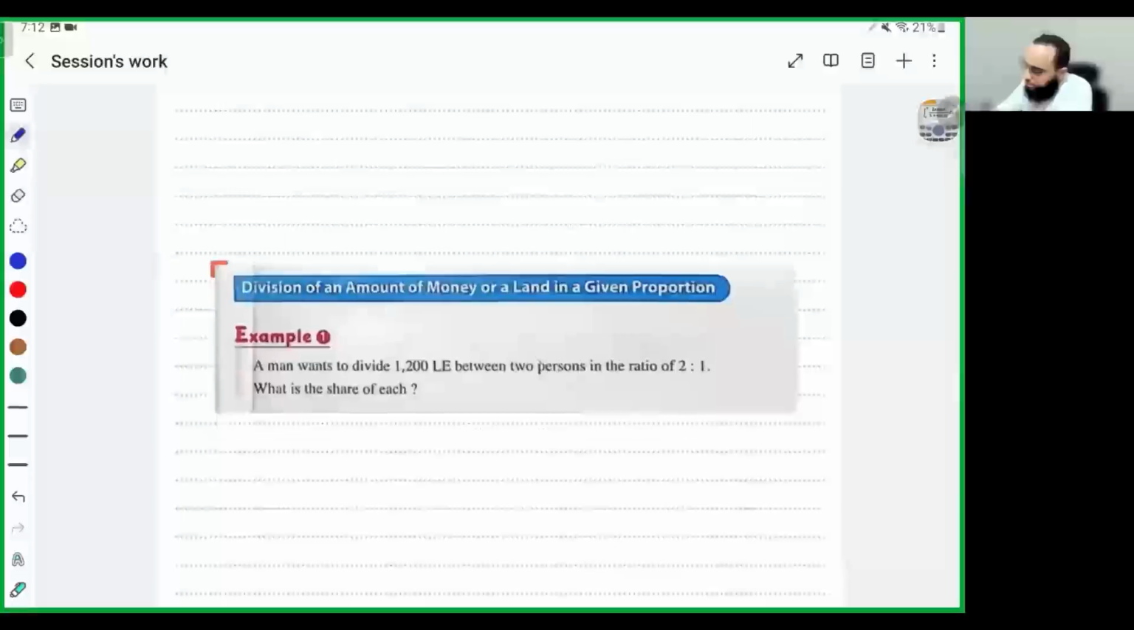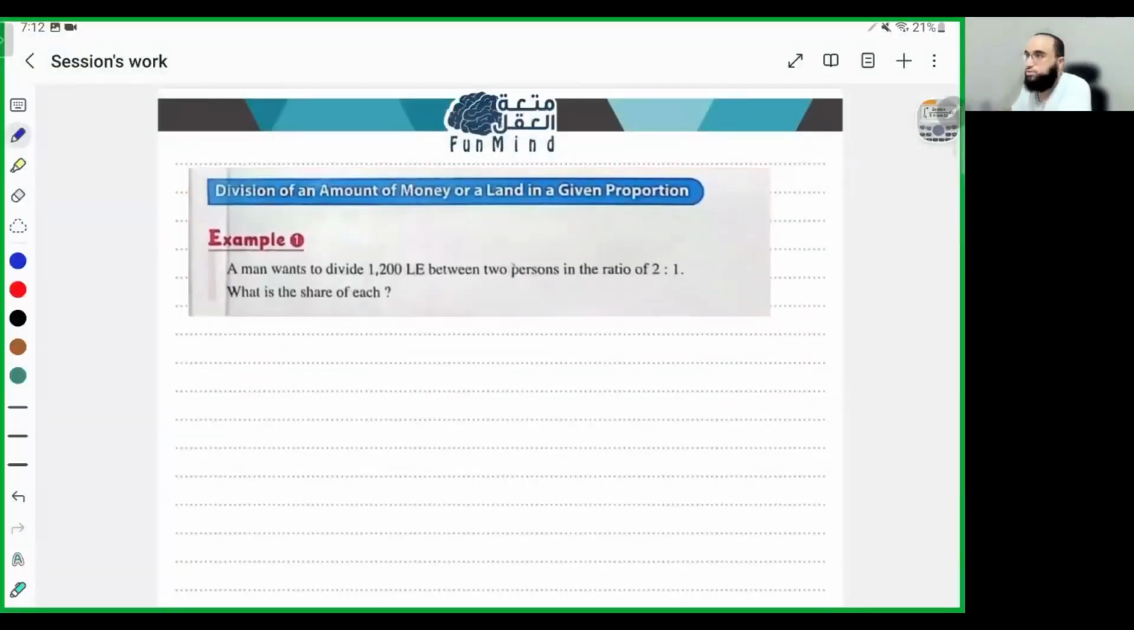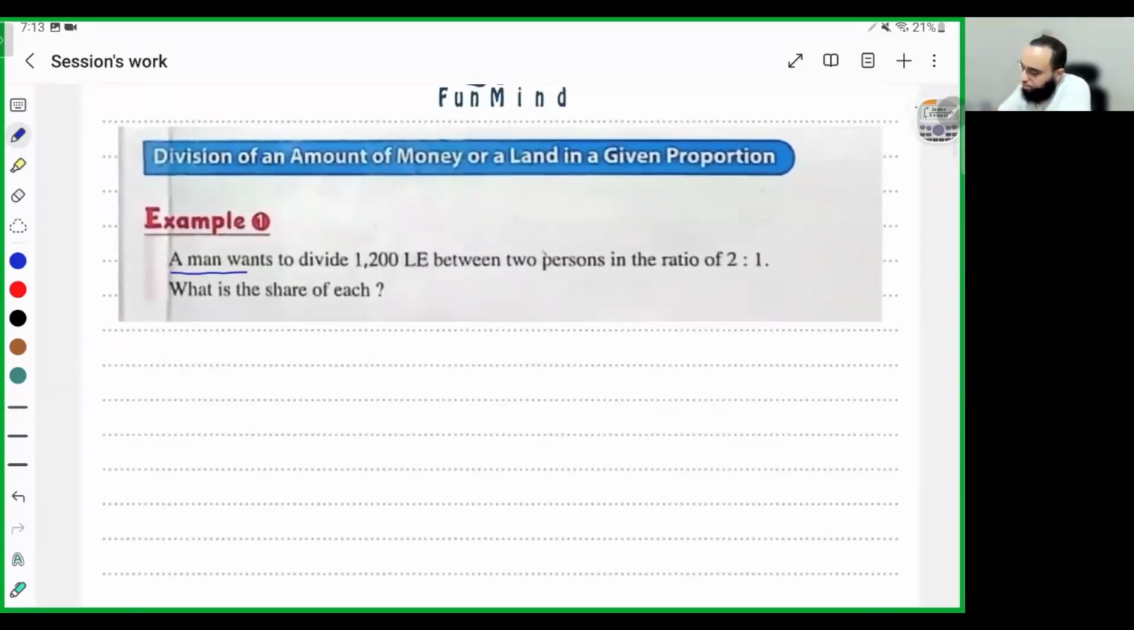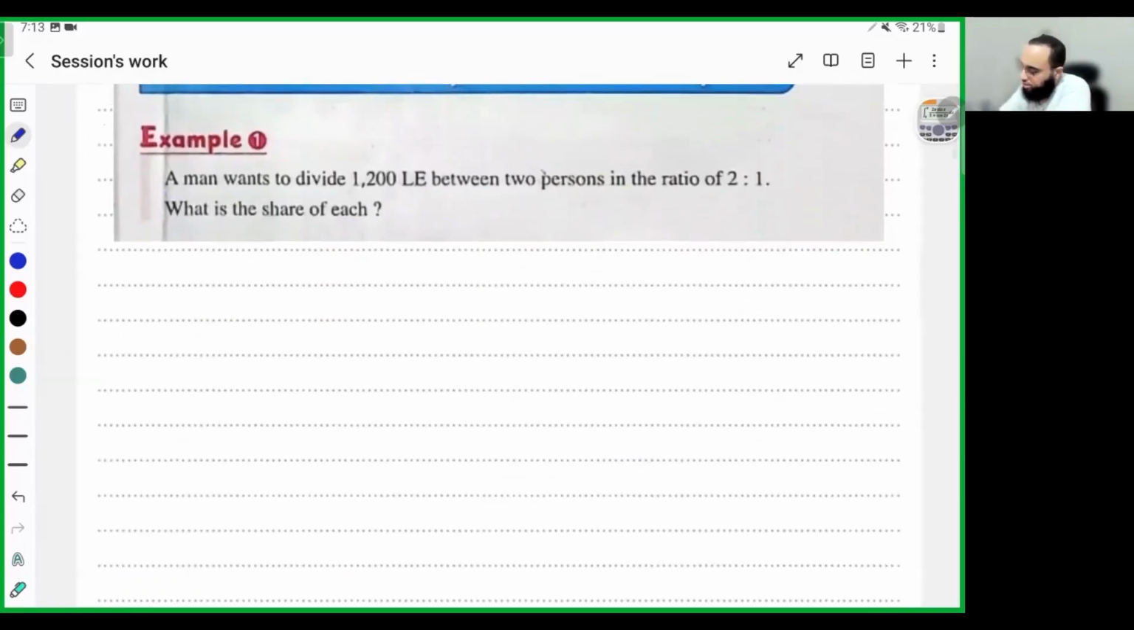Let's talk about the first example in our lesson today. Answer with me. So example, a man wants to divide 1,200 pounds between two persons in the ratio of 2 to 1. What's the share of each?